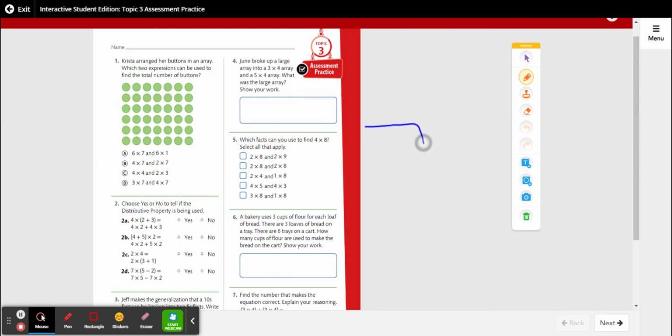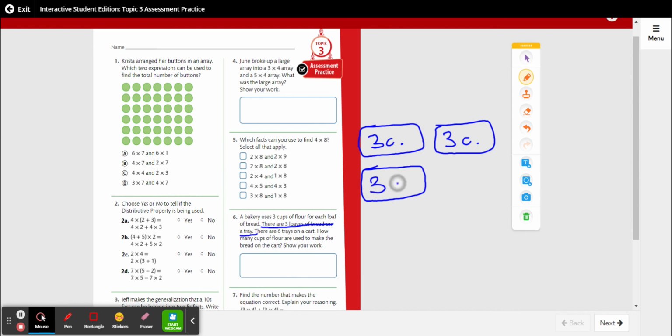So let's do my loaf of bread, and then how much flour do I need to make that? Well, I need 3 cups of flour. And there are 3 loaves of bread on a tray. So that's why I'd started to draw 3 loaves of bread, but I got a little bit ahead of myself. Inside, I'm going to write 3C period, and that's just an abbreviation for cups. So now this is my tray, because it says that there's 3 loaves of bread on a tray.